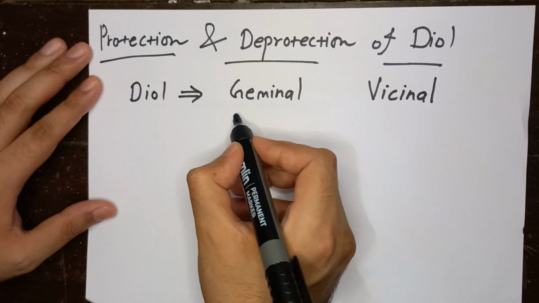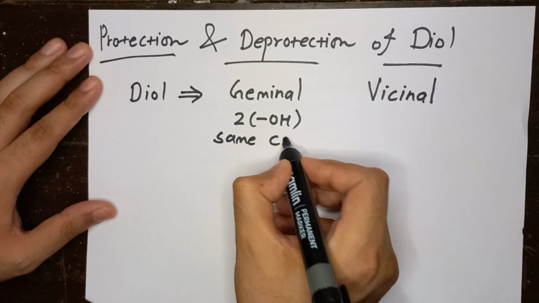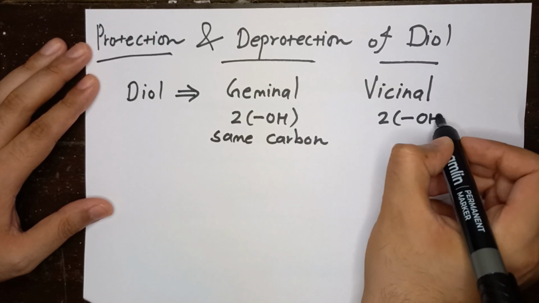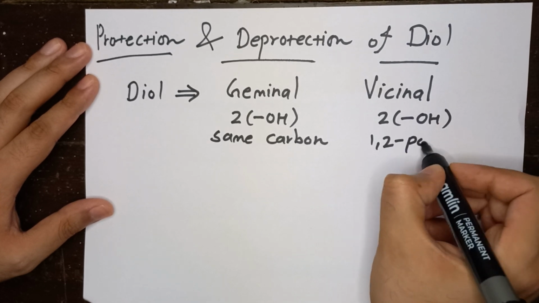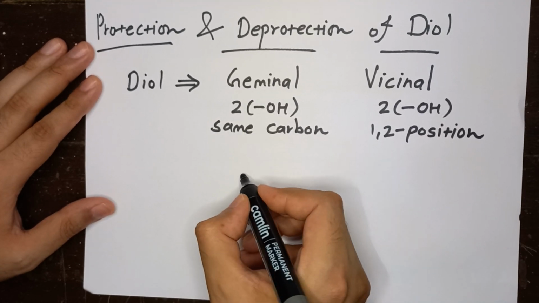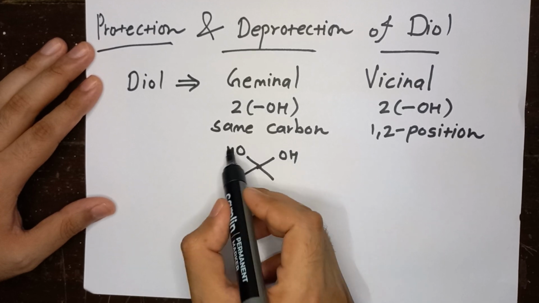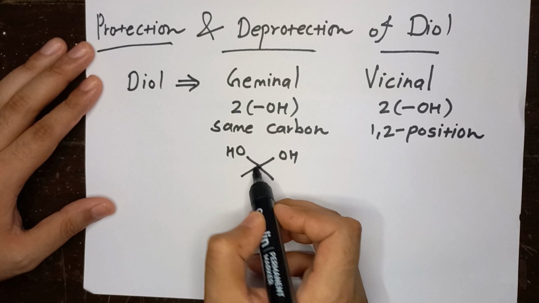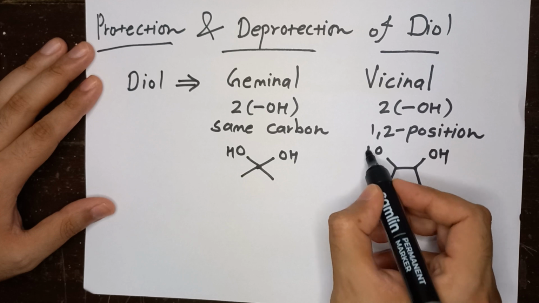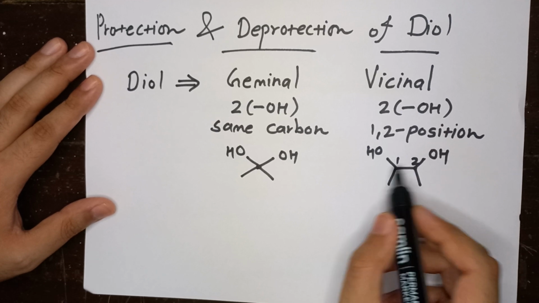In a geminal diol, you will have two OH groups attached to the same carbon. In a vicinal diol, you will have two OH groups at the 1,2 position. Right? Now the geminal diol can be written as two OH groups attached to the same carbon atom, and the vicinal diol can be represented as two OH groups at the 1,2 position. Basically they are neighbors to each other.